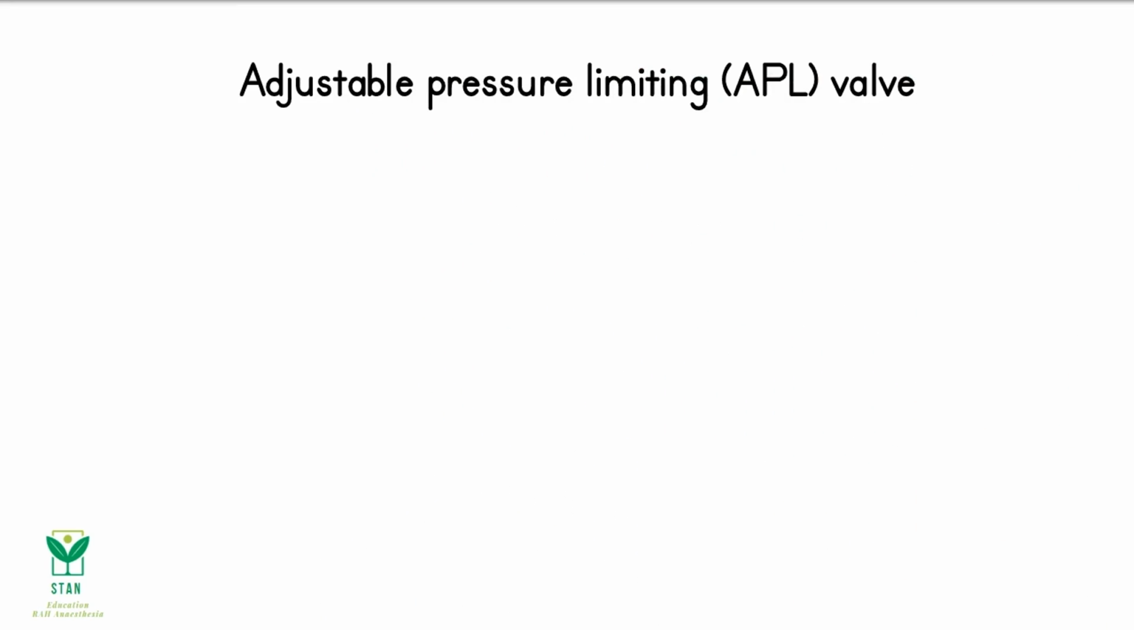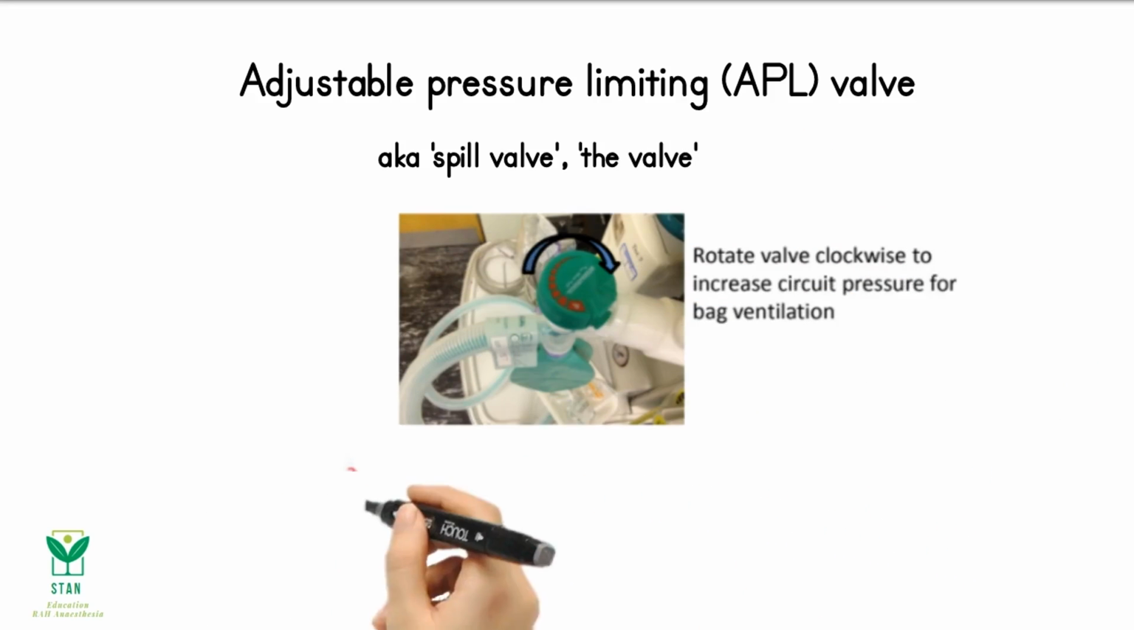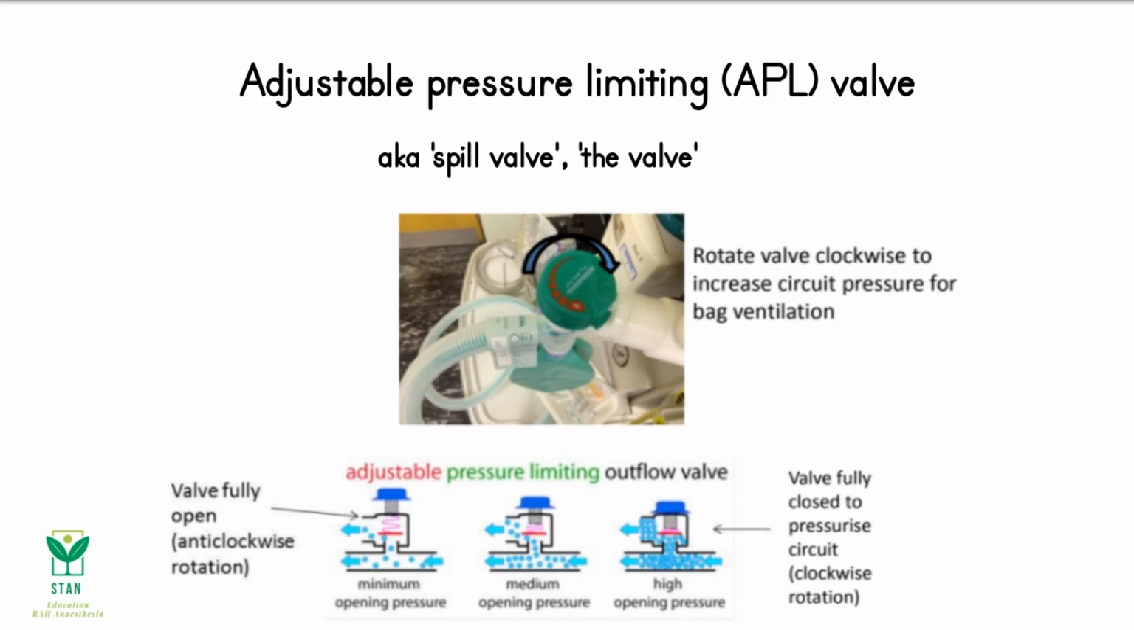A few words on the adjustable pressure limiting valve, the APL valve, also known as the spill valve or just the valve. This is a simple device that allows you to increase or decrease the pressure within the breathing circuit. If a patient is breathing spontaneously, we would normally have the valve fully open so there's minimal resistance to expiration. To allow ventilation or bagging of the patient, you need to increase the circuit pressure to a level that you're happy with, usually kind of 20 centimeters of water or so.